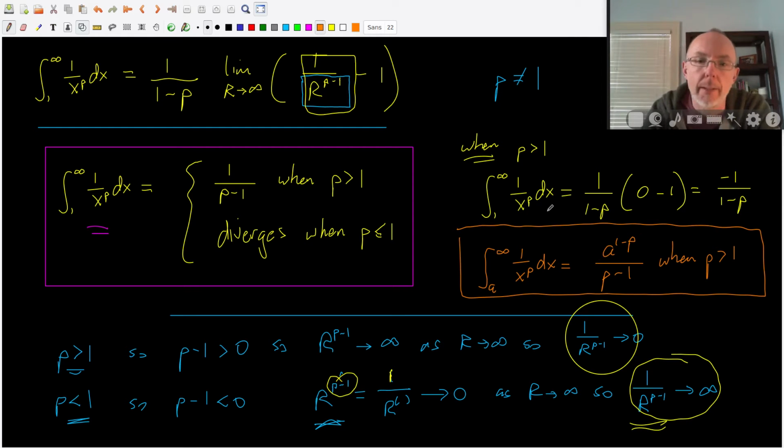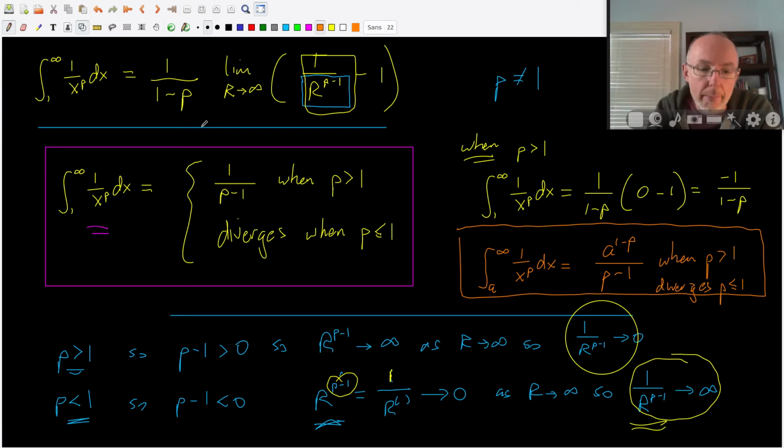But the important part is, either way, whether there's an a there or not, it converges when p is bigger than 1, and it diverges when p is less than or equal to 1. So there really is a dividing line there between the integral of 1 over x and then slightly bigger.